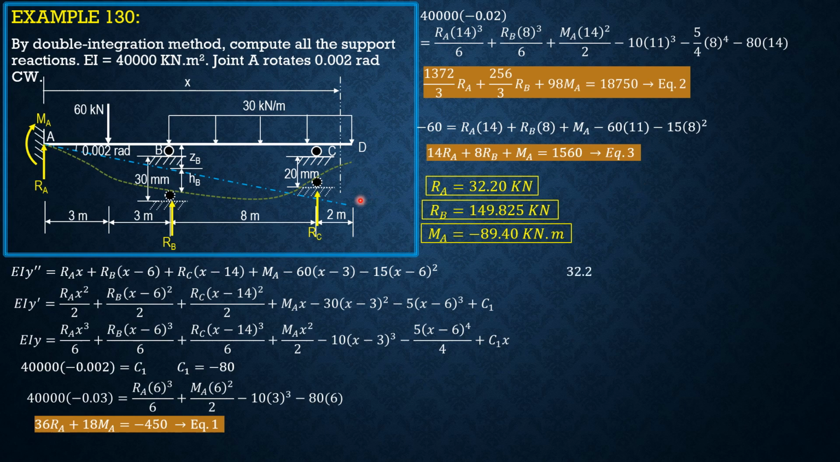Then apply statics to solve for RC. Summation of forces in Y: 32.2 plus 149.825 plus R sub C equals 60 plus 30 times 10. So R sub C is equal to 177.975 kilonewtons. So that's it, and let's solve this again by other methods so that we can verify that these answers are correct.